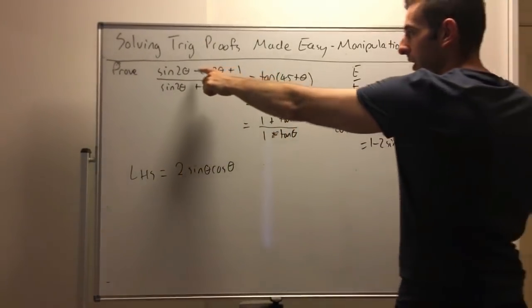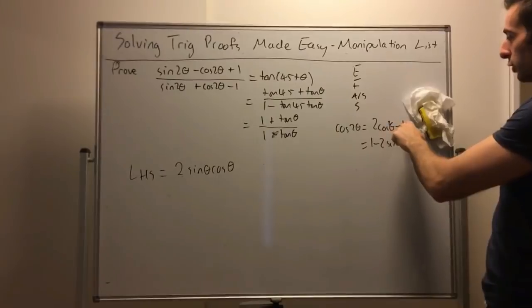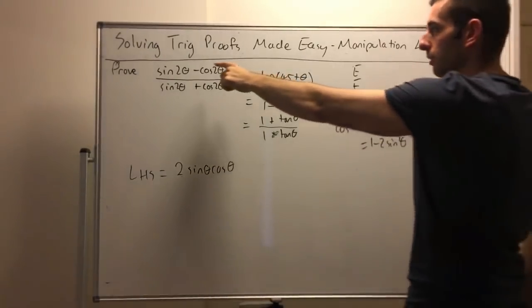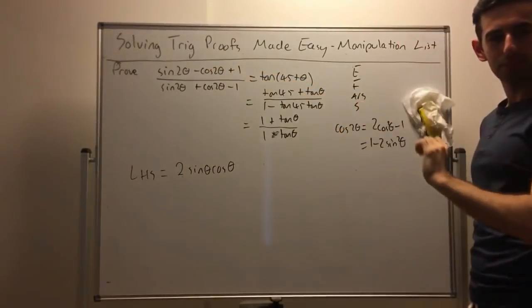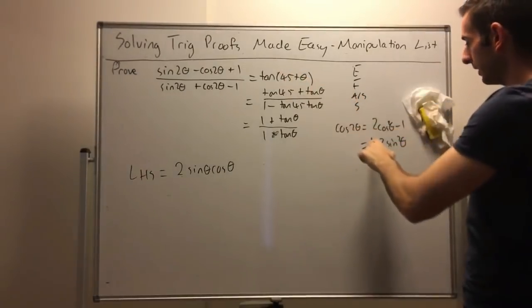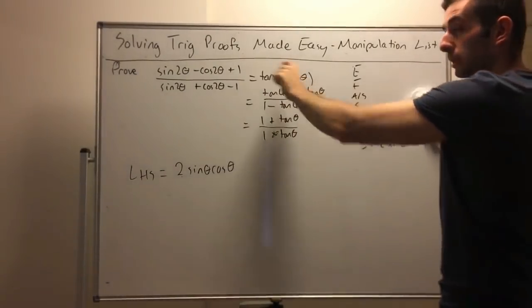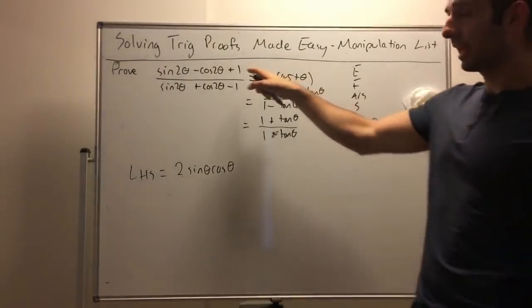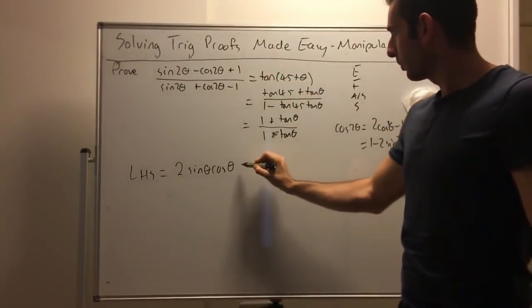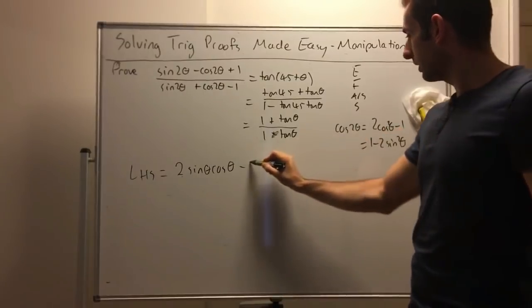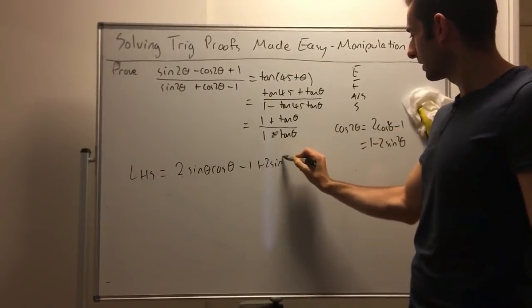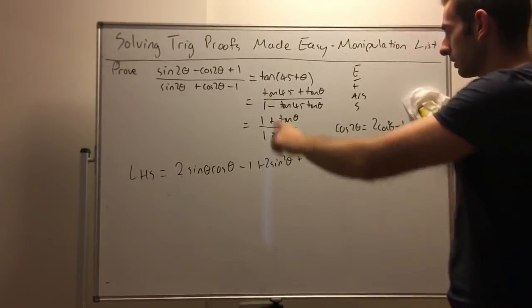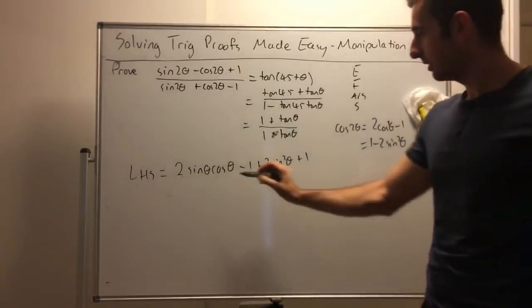So you think because there's a minus in front, that will change it to a plus 1. So plus 1, nah, that just makes it plus 2. But minus here turns that into minus 1, plus 1 is 0. So straight away, you're going to substitute this formula in because it's going to cancel the 1. So we put it in, it's minus 1 plus 2 sine squared theta plus 1, right? Because the minus changes the sign.